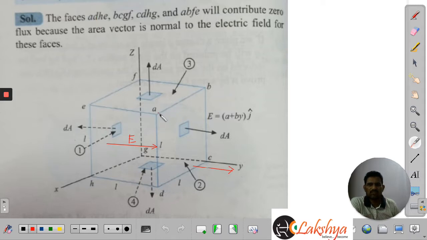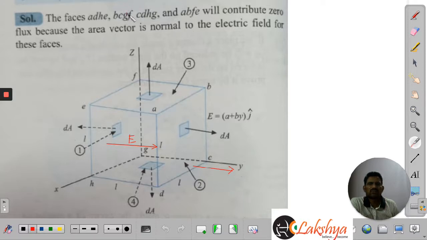First I am taking this face A, D, H, E, which is parallel to the YZ plane. For this plane we know the electric field will be along this direction, that means it is parallel to the surface, because the y axis is like this. So the electric field is parallel to the surface, and the area vector will be along the x axis. On this face the electric field is parallel to the face and the area vector is perpendicular to the face, so we can conclude that the flux passing through the ADHE surface will be 0.